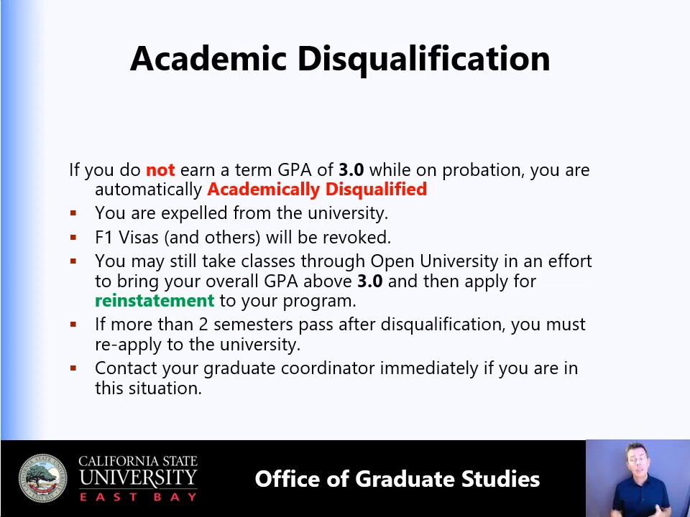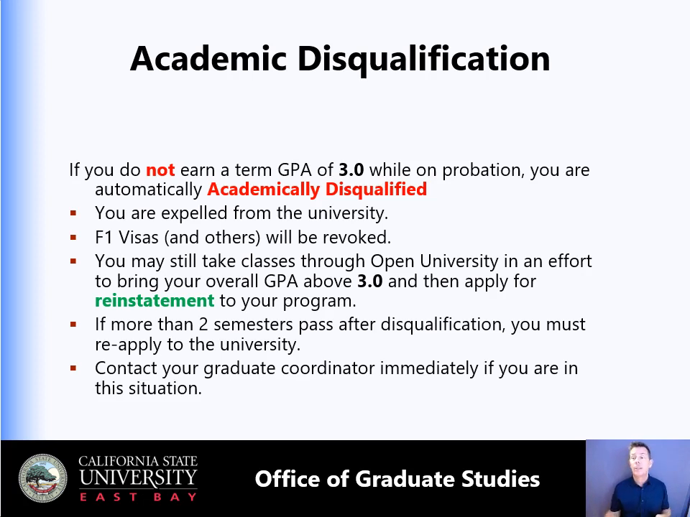This is particularly an issue for international students because once you're dismissed from the university, your visa is no longer valid. If this is the case for you, whether you're international or not, please immediately contact your graduate coordinator and work out a plan and think about how you can actually raise your GPA back to 3.0 or better such that you can be reinstated into the program.